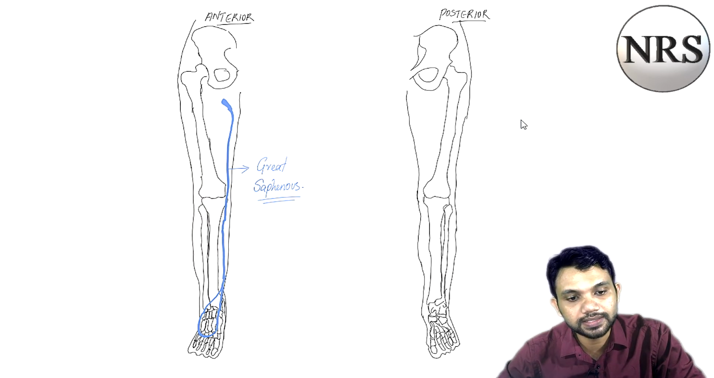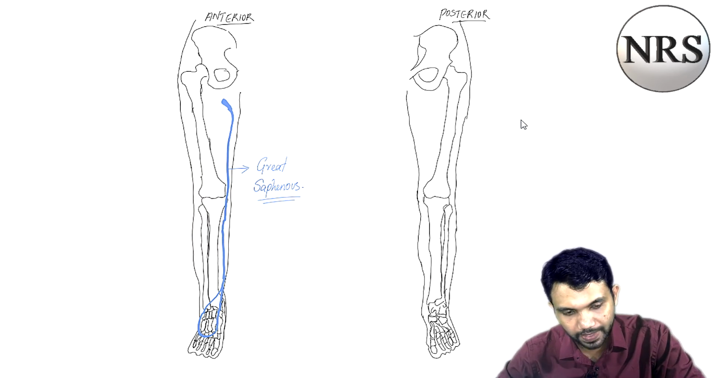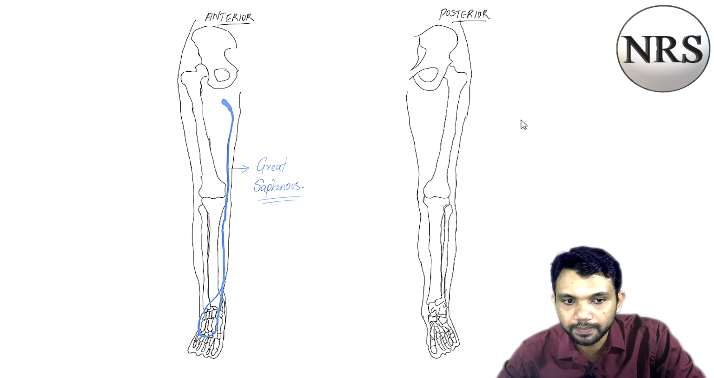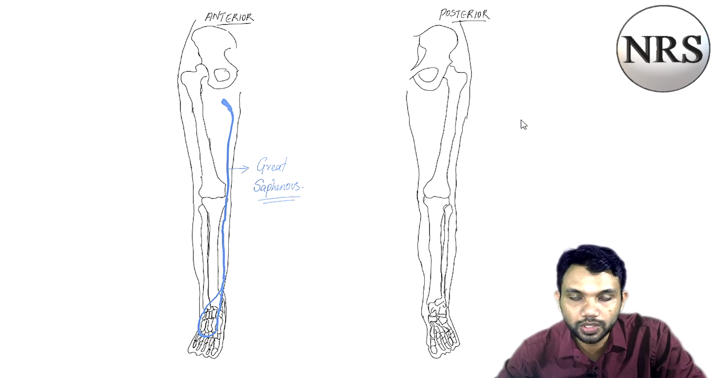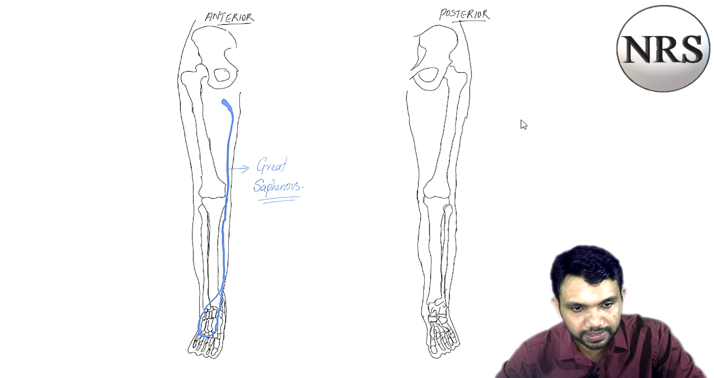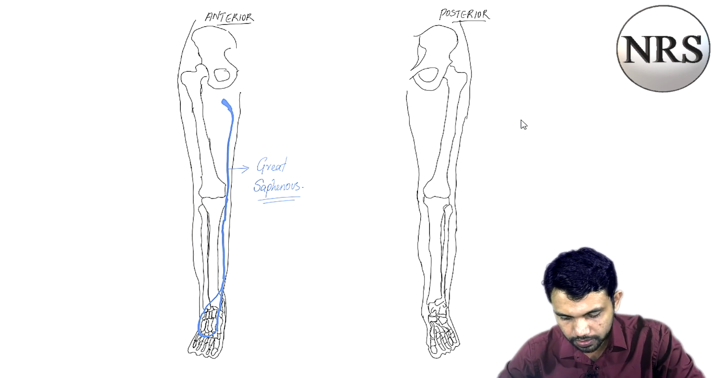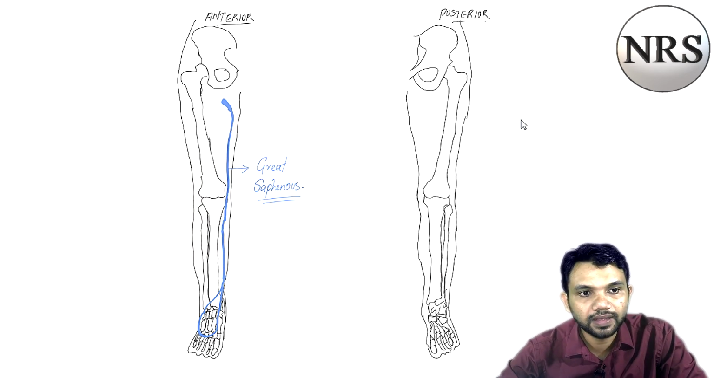It runs on the medial side of the leg, and it starts low in the leg from the dorsal venous arch, and it runs all the way up to the thigh on the medial side. It joins with the femoral vein that runs deeper. The femoral vein is a deep vein of the leg.